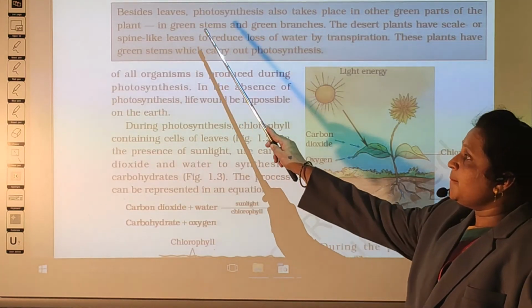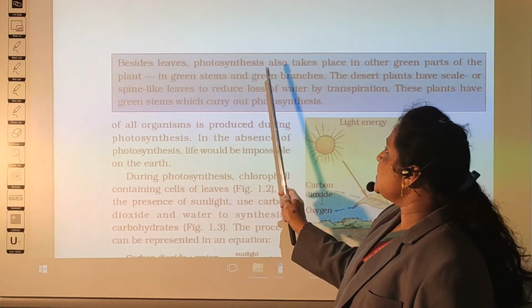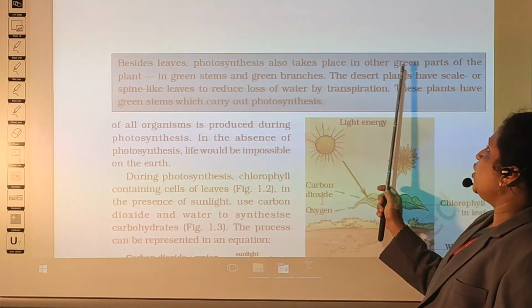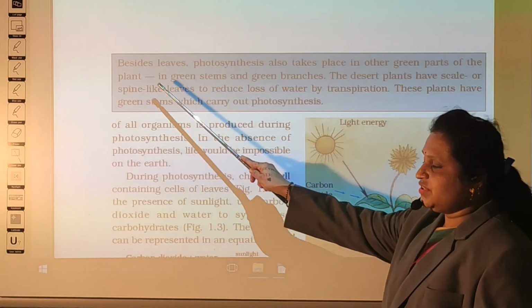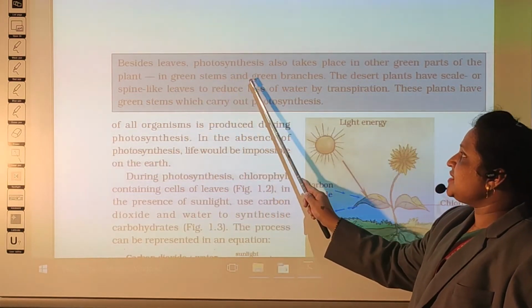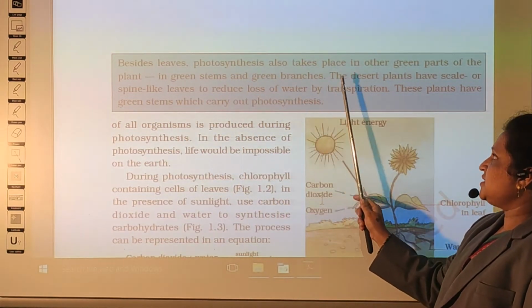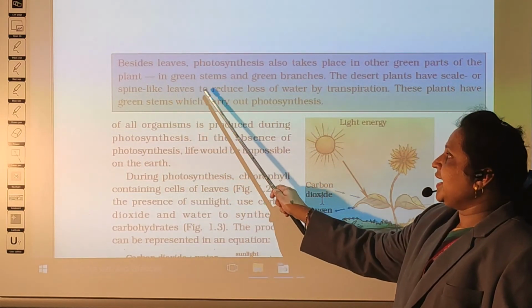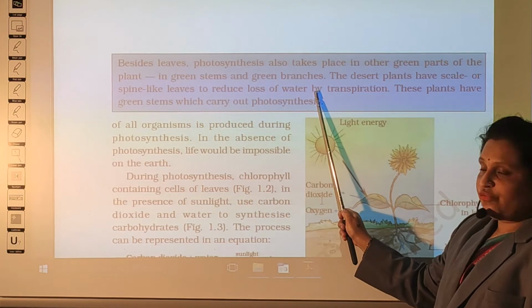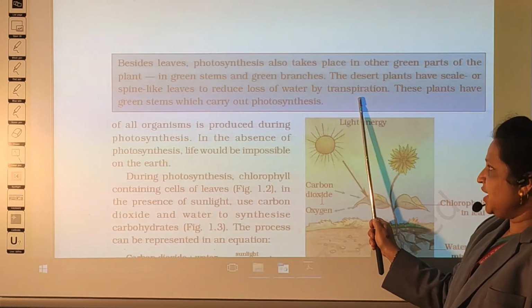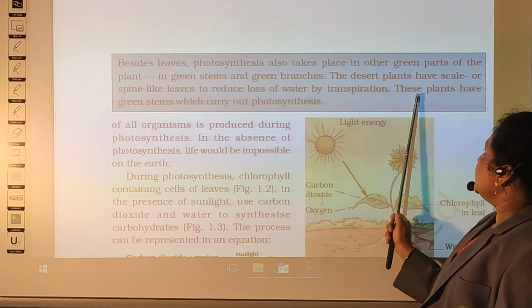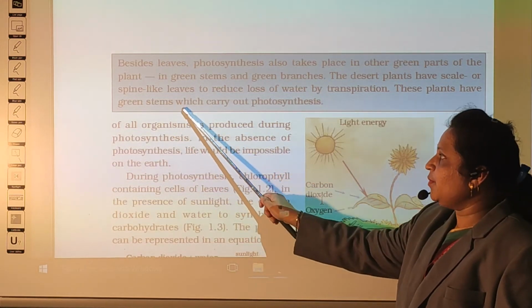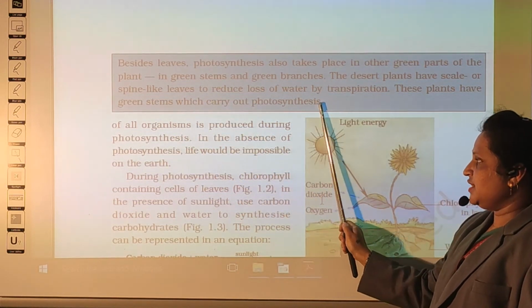So, besides leaves, photosynthesis also takes place in the other green parts of the plants, in green stems and green branches. The desert plants have scales or spine-like leaves to reduce loss of water by transpiration. These plants have green stems which carry out photosynthesis.